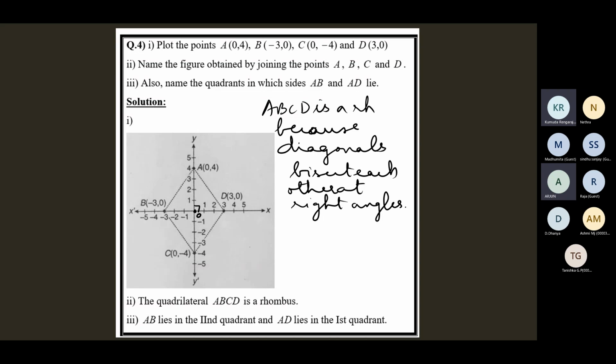Then also name the quadrants in which AB lies. In which quadrant does AB lie? In the second quadrant. And AD in the first quadrant. Yes or no, children? Yeah.